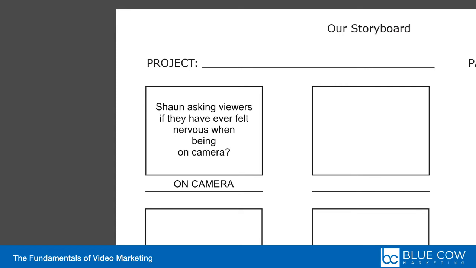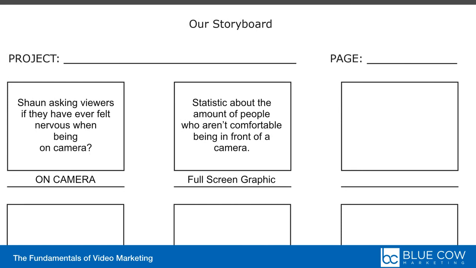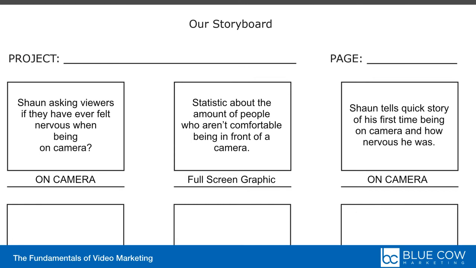So how it works is, again, using that same storyline that we showed you in the previous script, Shaun asking the viewers if they've ever felt nervous about being on camera. So this is on camera. And then the next one is a statistic about the amount of people uncomfortable being in front of camera, full screen graphic. And then on camera, Shaun quickly tells a story about first time being on camera and how he was nervous. Okay, so as you see, we lay it out. We're not laying out word for word the scripting part, but we're just seeing the flow.